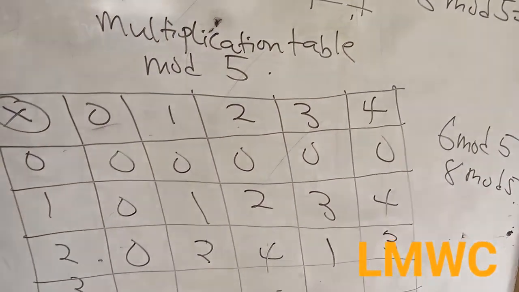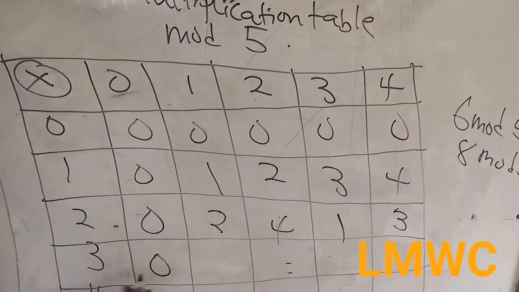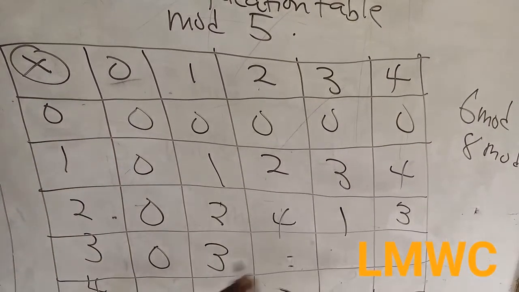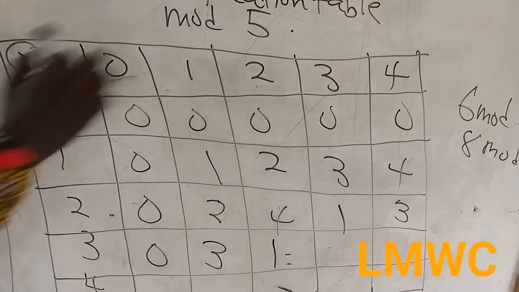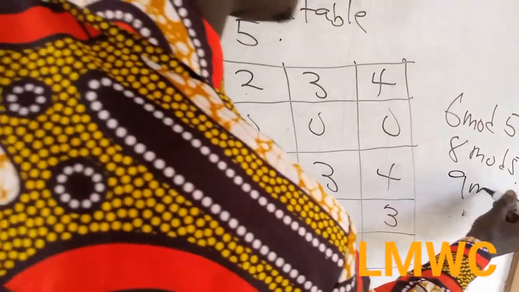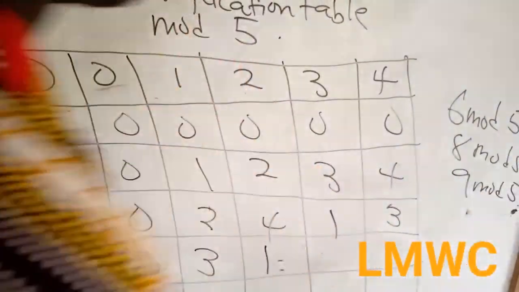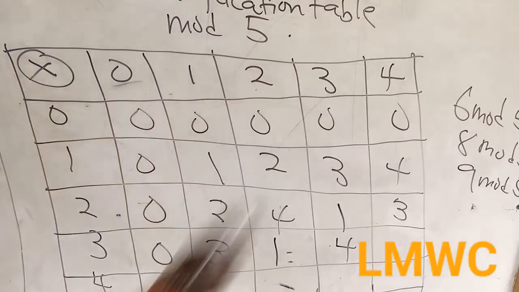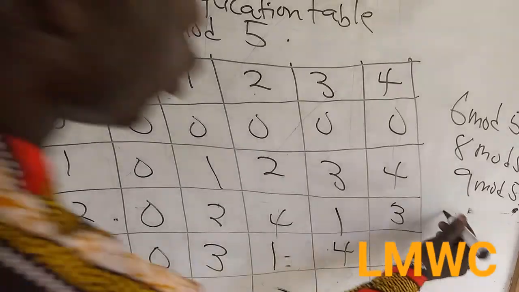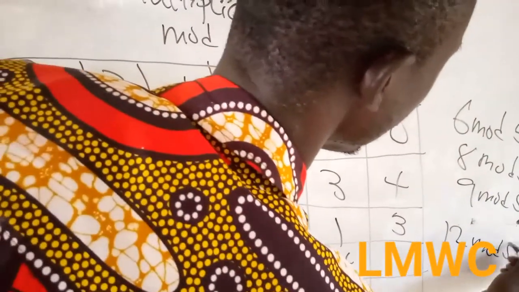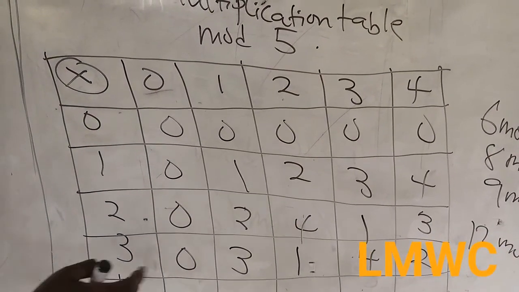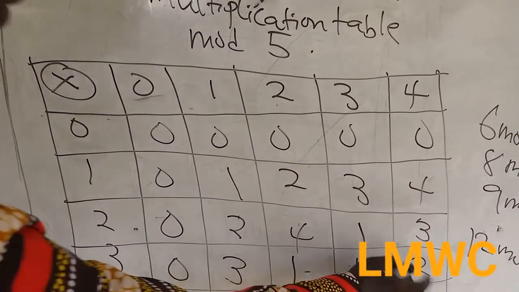3 times 0 is 0. 3 times 1, 3. 3 times 2, 6, and 6 mode 5 is 1. 3 times 3 is 9. 9 mode 5: 5 goes into 9, 1, remainder 4. You write the remainder. 3 times 4 is 12, and 12 mode 5: 5 goes into 12, 2, remainder 2. So you see we've written 3: 0, 3, 1, 4, 2.